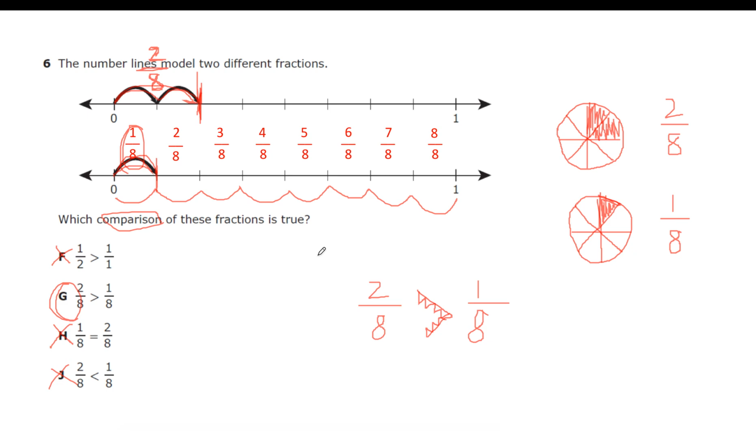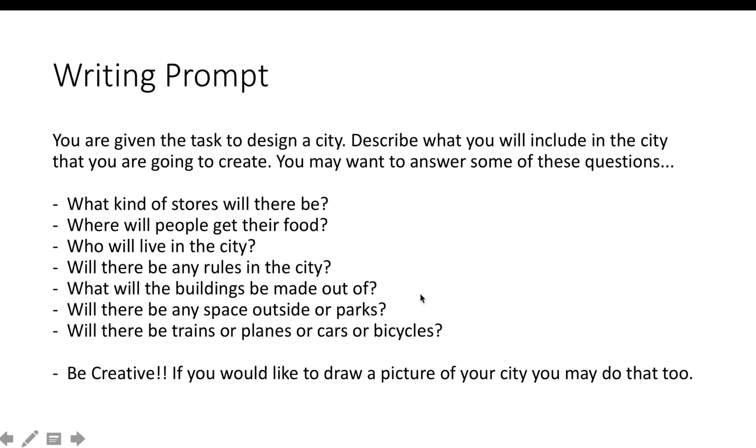Okay. Here is our writing prompt. You are given the task to design a city. Describe what you will include in the city that you are going to create. You may want to answer some of these questions. What kind of stores will there be? Where will people get their food? Who will live in the city? Will there be any rules in the city? What will the buildings be made out of? Will there be any space outside or parks? Will there be trains or planes or cars or bicycles? You may also tell me, where is the city located? How many people live there?